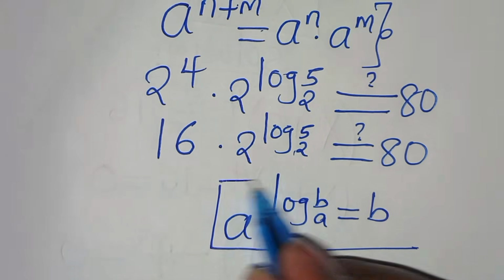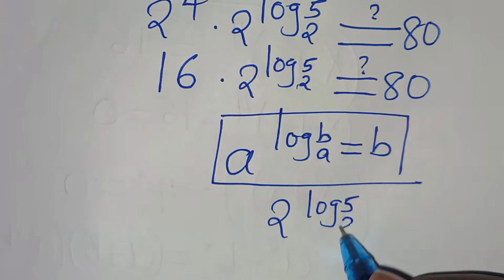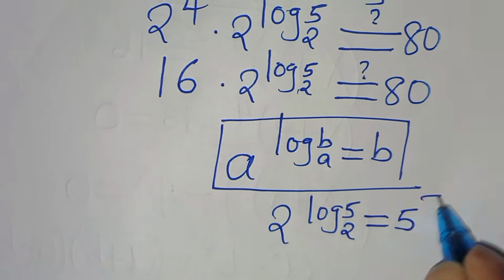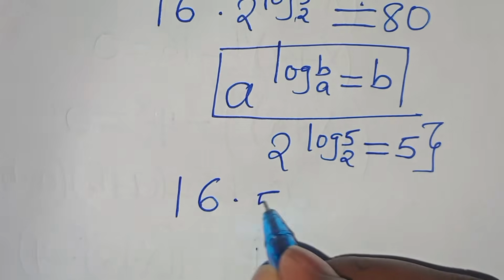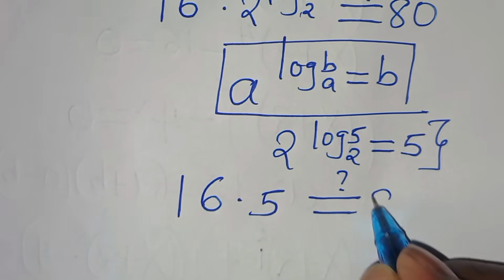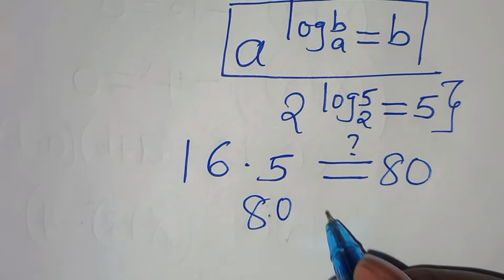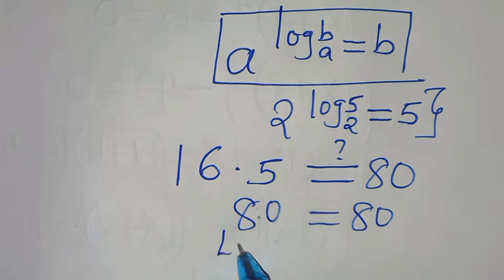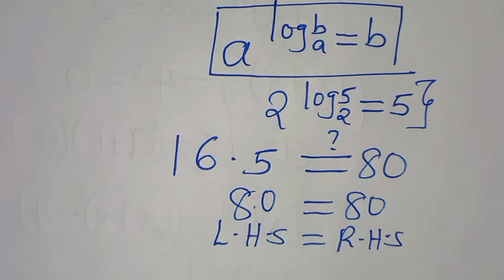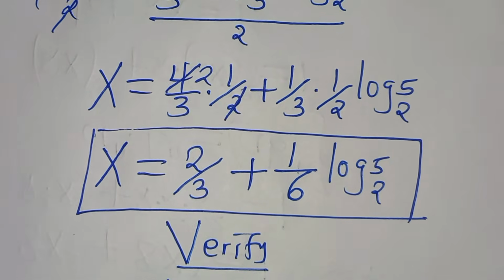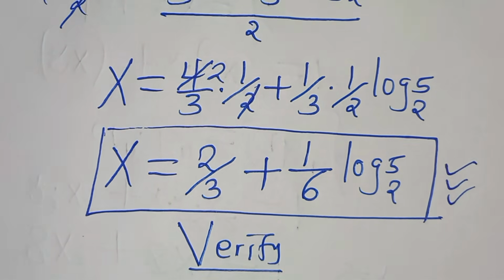Now let's apply this logarithm property so that 2 to the power of log 5 to base 2 should give us a value of 5. So this implies that we have 16 multiplied by 5. This should give us a value of 80. 16 times 5 is 80, which is equal to 80. And this implies that the left hand side is equal to the right hand side. And this proves that the value of x, which is 2 over 3 plus 1 over 6 log 5 to base 2, actually satisfies the equation.